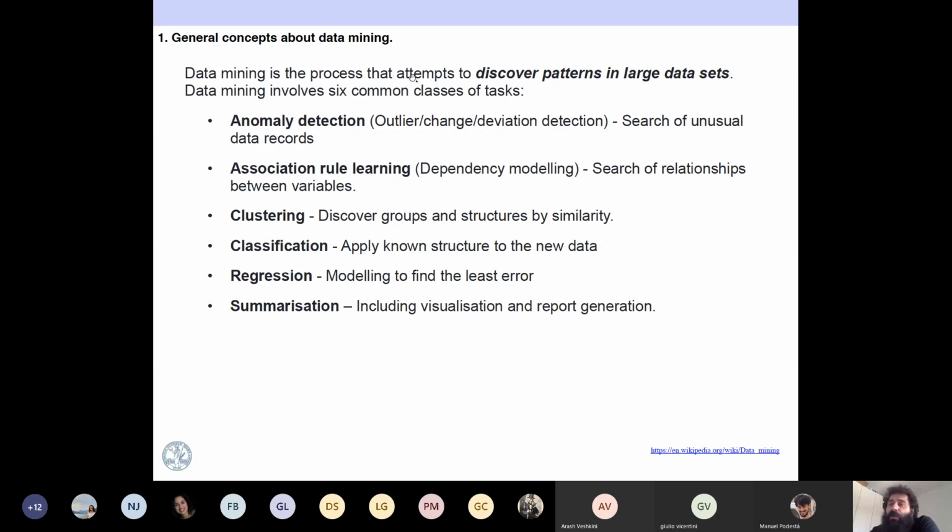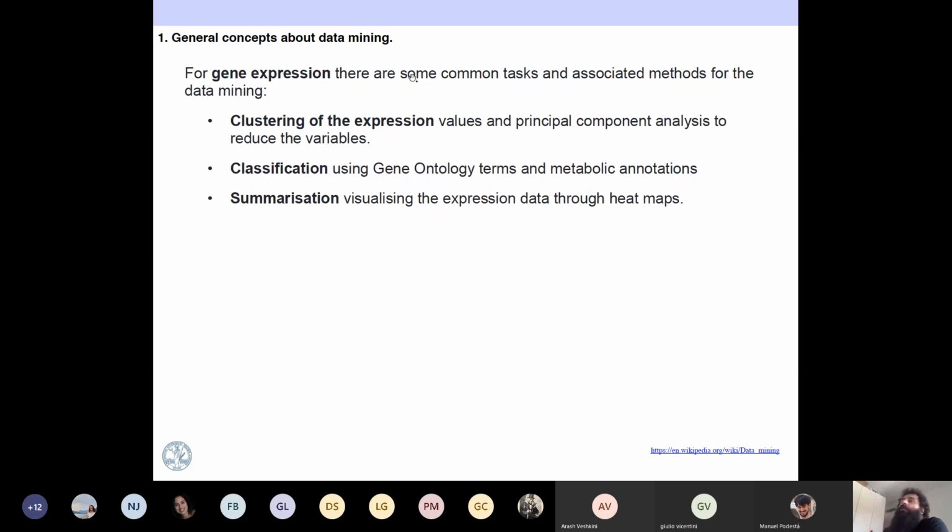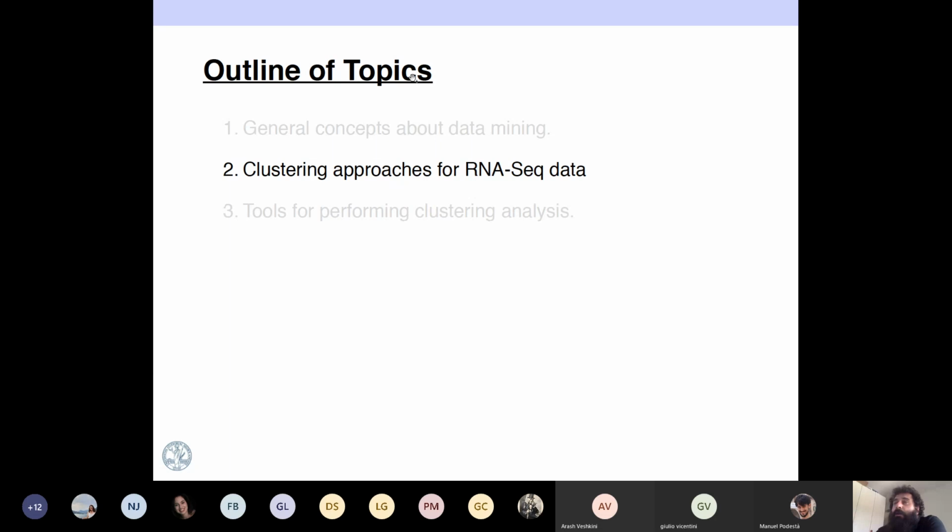You also have regression, but we are not going to see that. And then summarization, including visualization or report generation. As I said, this cloud of words would be a good example of summarization. As I mentioned before, for gene expression, what we use is clustering, classification, and summarization. These are the most important things that we use with transcriptomics. Okay, that being said, let's go to these clustering approaches.